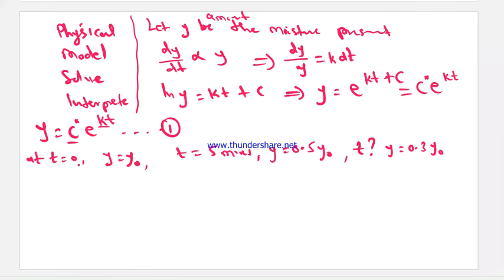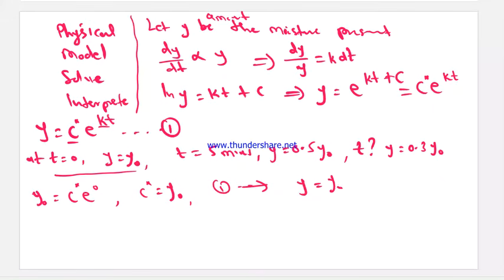So let's use this first condition to get C star. From equation 1, at t is equal to 0, Y is equal to Y naught. That means Y naught is equal to C star exponential 0, and that means our C star is equal to Y naught. And that implies our equation 1 becomes Y equals Y naught exponential Kt. So how do we get K as well?